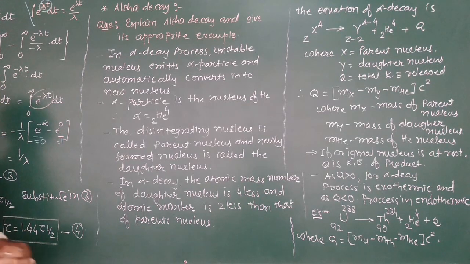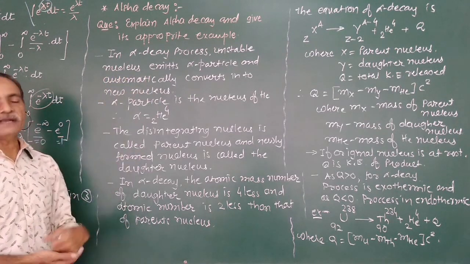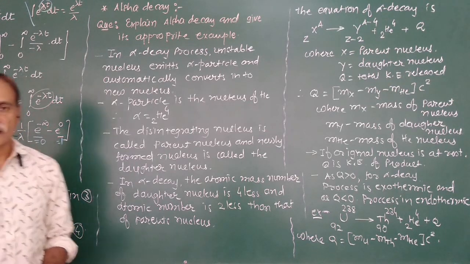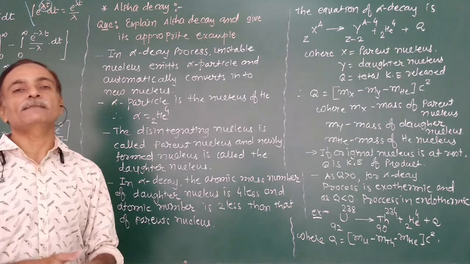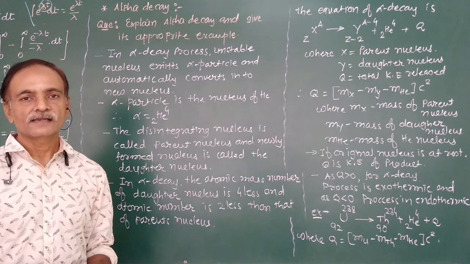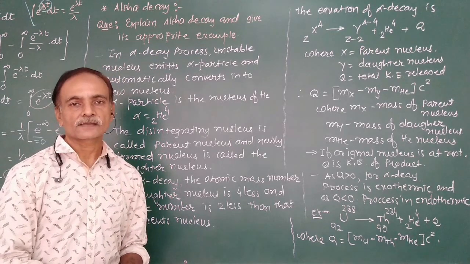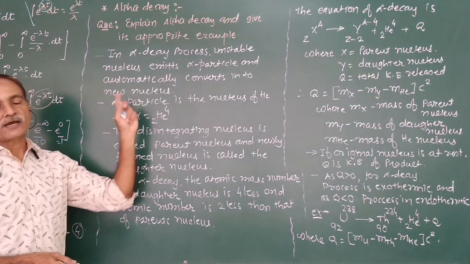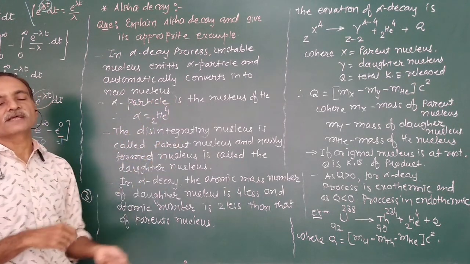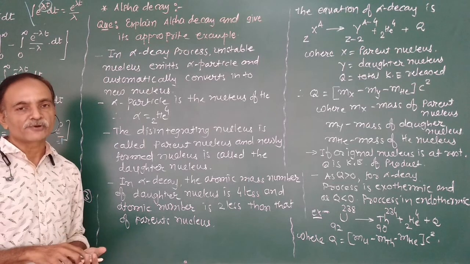In alpha decay, the unstable nucleus emits an alpha particle and automatically converts into a new nucleus. A heavy nucleus is unstable. It has the tendency to obtain stability. To obtain stability, it first emits an alpha particle. Yes, the alpha particles are emitted from the unstable nucleus, so it automatically converts into a new nucleus. The alpha particle is the nucleus of helium. Therefore, instead of the alpha particle, we write 2He4, the helium nucleus.